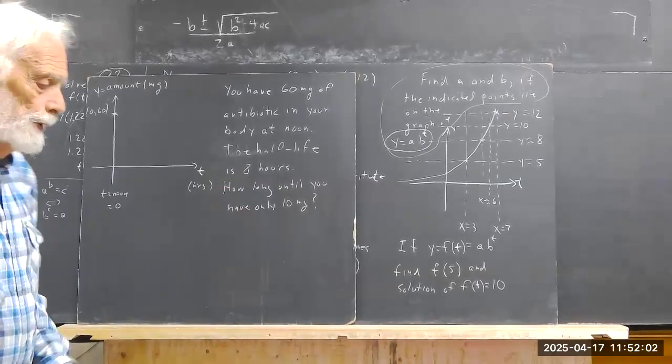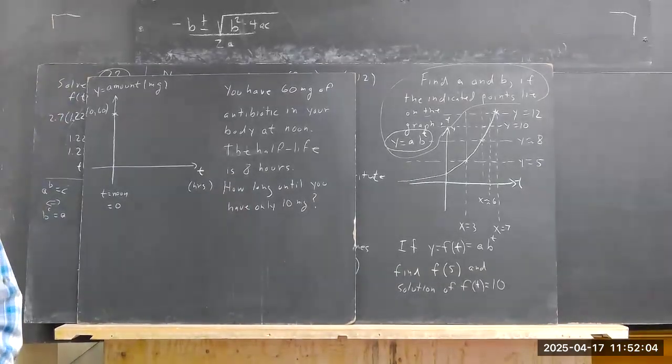Now, given that the half-life is 8 hours, can you put another point on the graph? See if you can do that. I'm going to give you just a minute or two. See if you can quickly write down a graph and show me a second point.